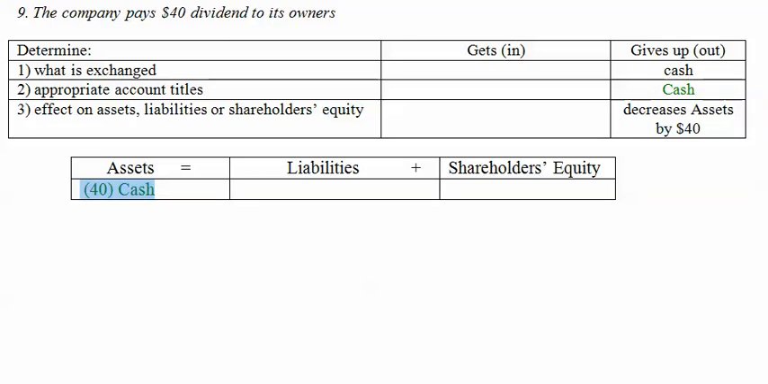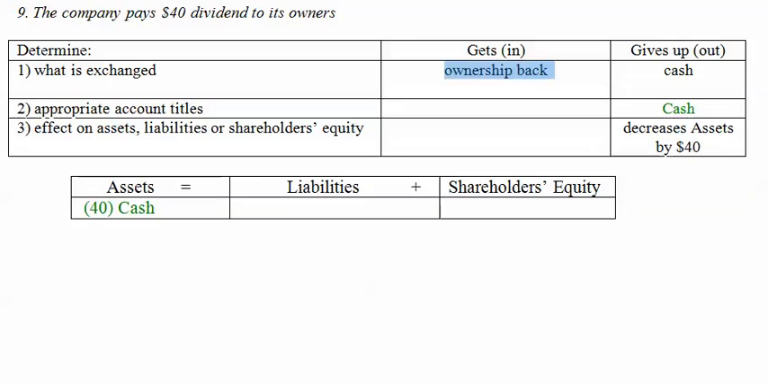Now what's the other side? What is the company getting? Well, this one's a little hard to see, but I'd like you to understand that when you have dividends, you're actually getting some ownership back as the company. Remember, the company is separate from the owners. So when the company gives a dividend, you're basically decreasing the owner's claims to its assets. You're giving them some of the assets, hence reducing it.